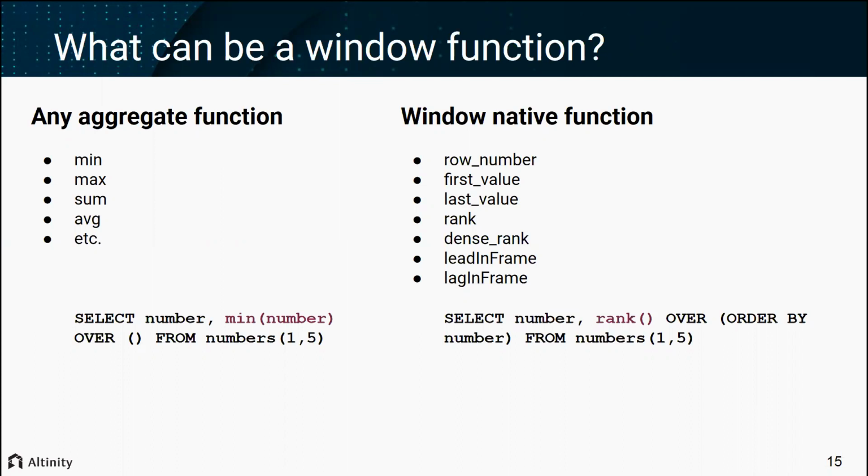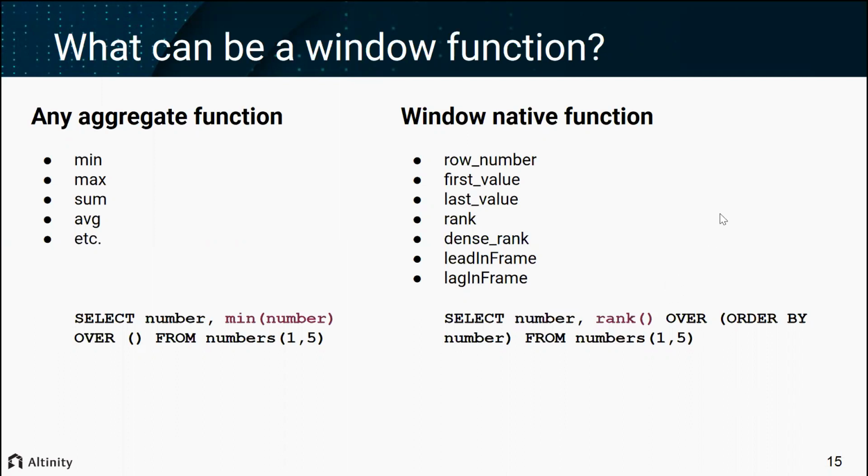Then there are also special functions called window native functions. These functions will work only with windows. And they include, for example, row number, first value, last value, rank, dense rank, leading frame, lagging frame. But for now, you just have to be aware that a window function can be either most of the aggregate functions or a specific window function.